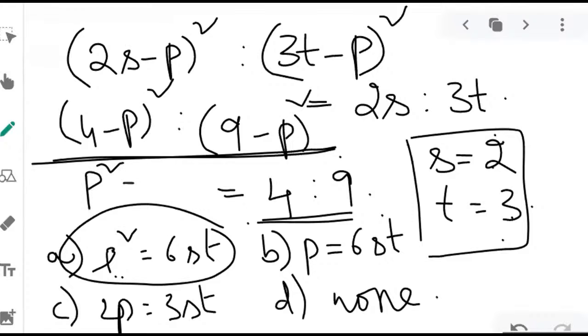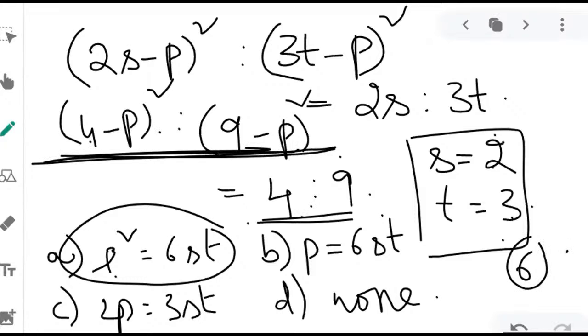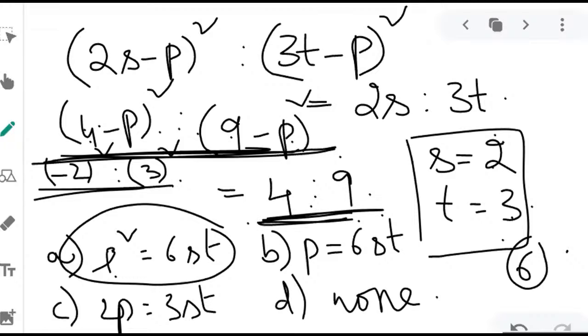P square is equal to 6 into 2 into 3, that is 6 square. So P is equal to 6. If you substitute P equal to 6 in this one, will LHS be equal to RHS? So (4 minus 6) whole square is (minus 2) whole square, is to (9 minus 6) whole square is 3 square. That is 4 is to 9, equal to 4 is to 9.